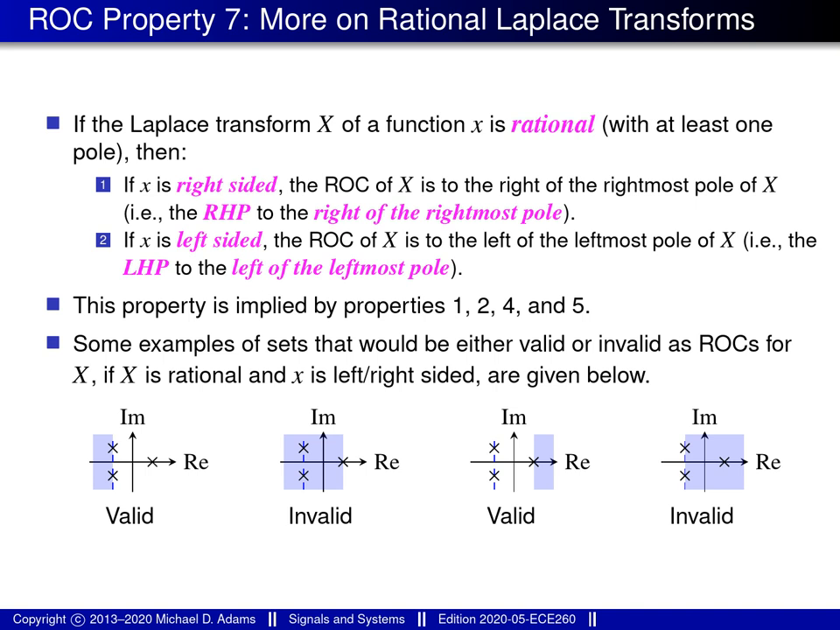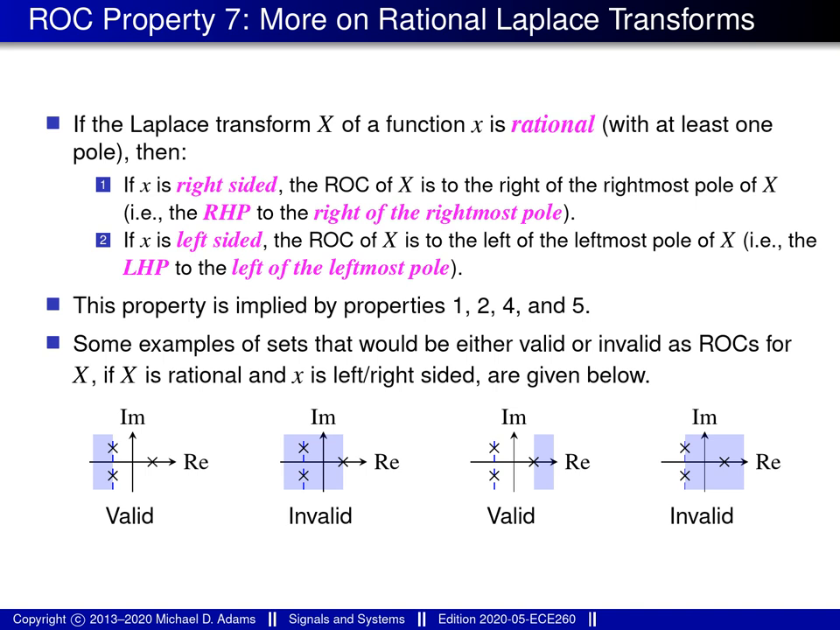At the bottom of the slide are four figures, each showing a set in the complex plane. For each of the sets shown in the figures, let's consider if the set would constitute a valid region of convergence for a Laplace transform that is rational and originates from transforming a function that is either left or right-sided. The set in the left figure constitutes a valid region of convergence for the Laplace transform of a left-sided function, since this set is comprised of all points to the left of the leftmost pole.